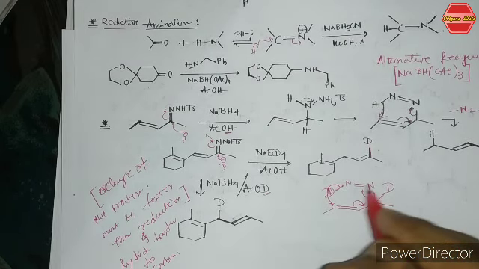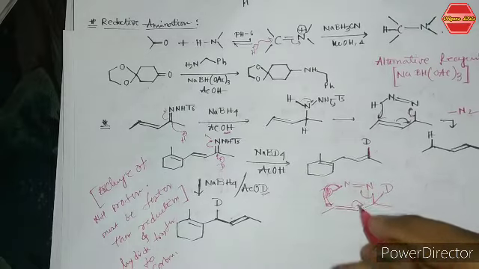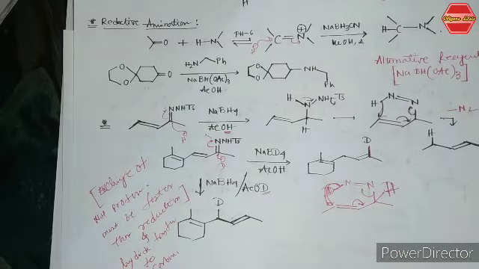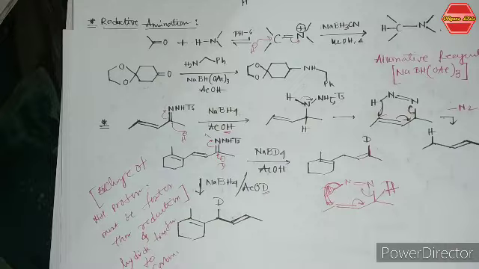So that is why this exchange of proton is much faster. That is why this product is obtained, and here is your hydrogen. That is why this product is formed.